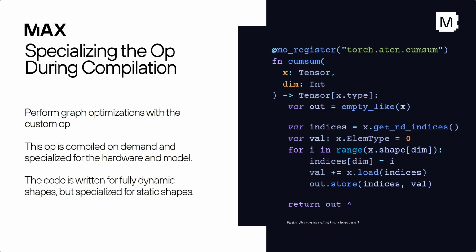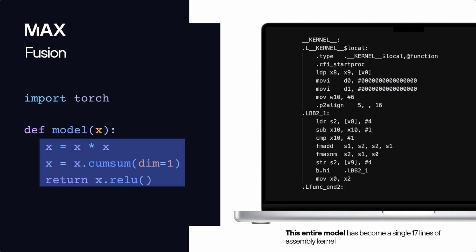And just one thing to note, this is also written assuming it's fully dynamic, i.e. we don't know any shape, we don't know any stride. But what happens is we're able to specialize on the fly and specialize for a specific shape if that shape is encountered in a model. And just to show you, this is the assembly produced, right? And this isn't the assembly for the cumulative sum.